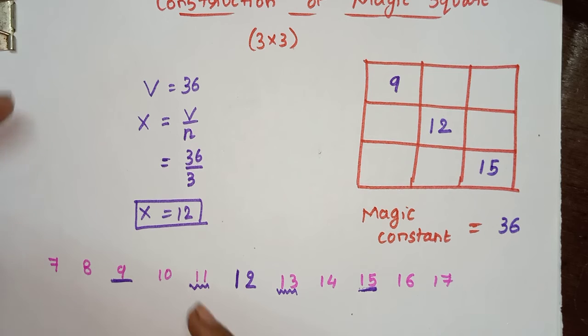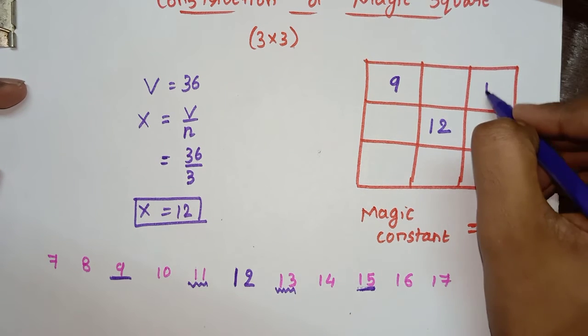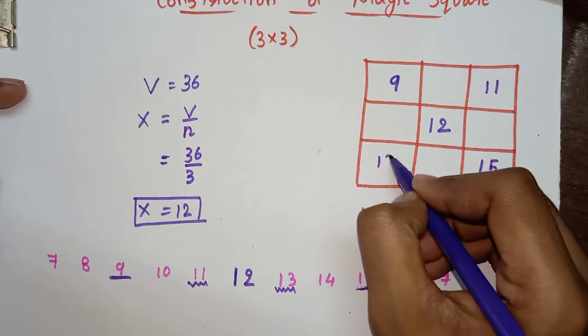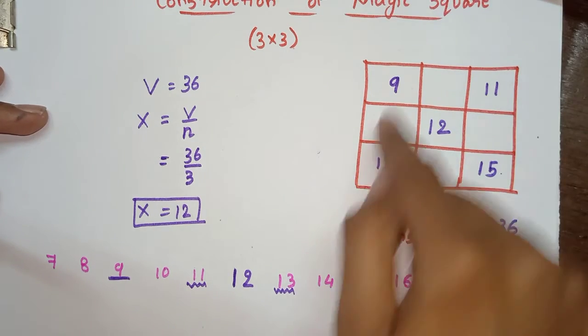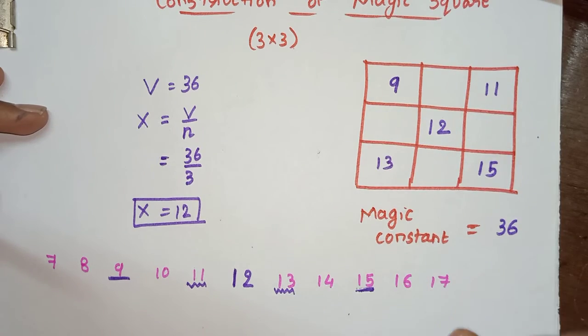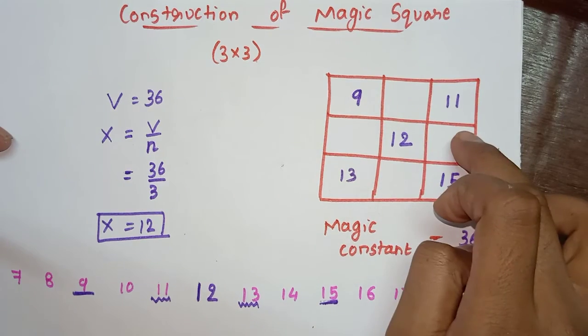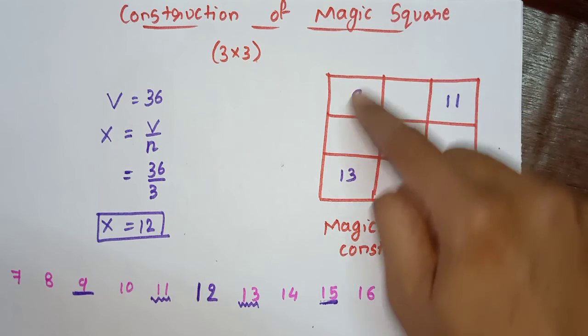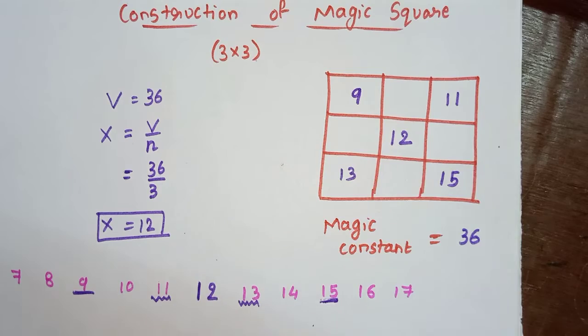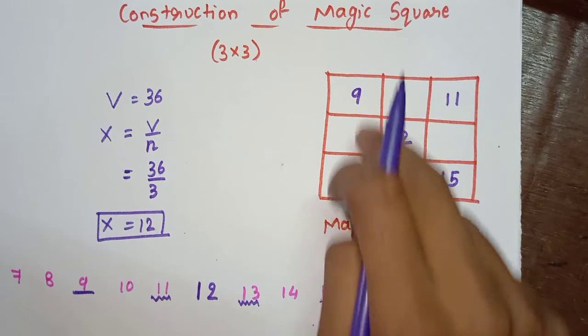So now I told you 11 and 13. Suppose here I wrote 11 and here I wrote 13. So I get the diagonal sum, or the total of the diagonals, as 36. Now the remaining 4 boxes you can definitely do: subtract the total of 9 and 13 from 36, meaning 36 minus 13 minus 9.